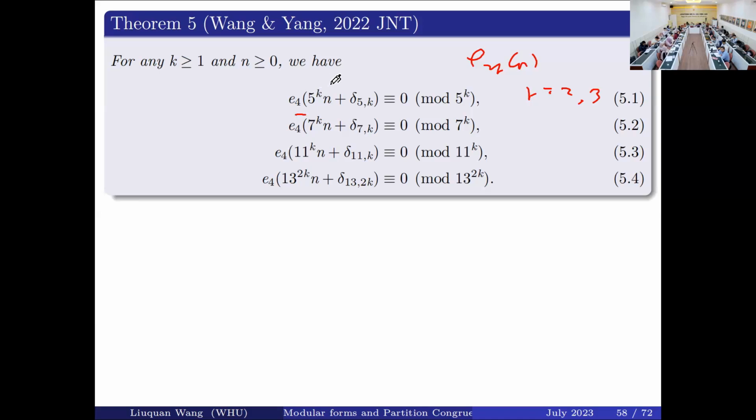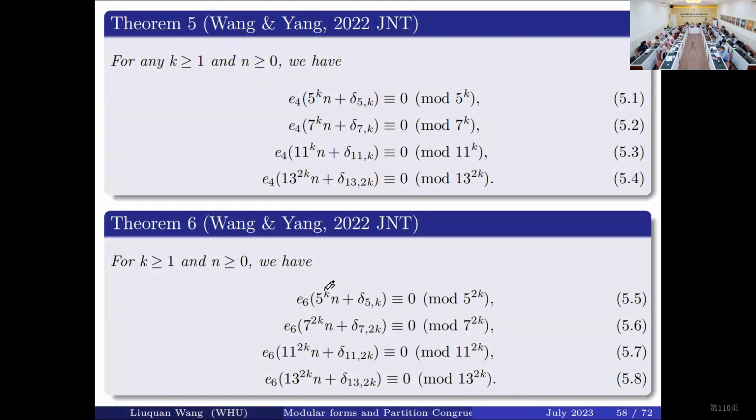So for E4, we prove this set of congruences modulo arbitrary powers of 5, 7, 11, and 13. So we have this kind of congruences. And similarly, for E6, we have similar congruences modulo arbitrary powers of 5, 7, 11, and 13. This is a bit surprising because for the partition function p(n), we only have congruences modulo powers of 5, 7, and 11. For 13, we only have congruence recurrence relations, but not as simple as these congruences that I show here.